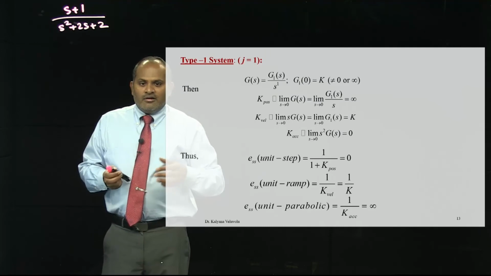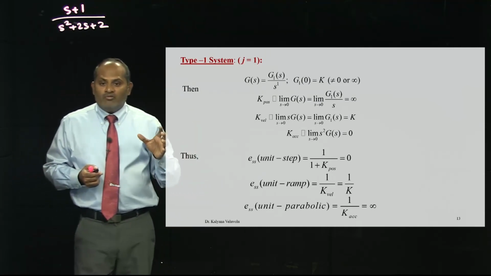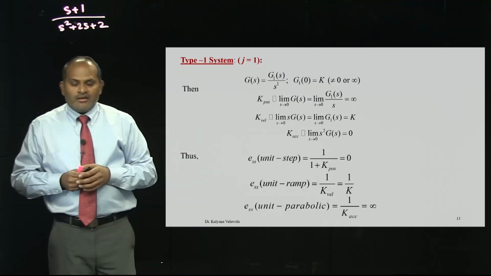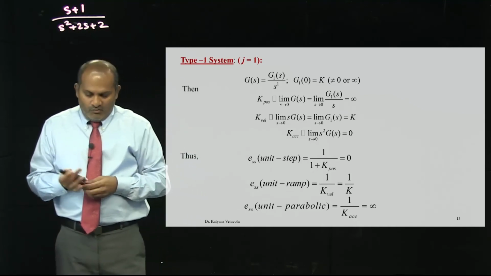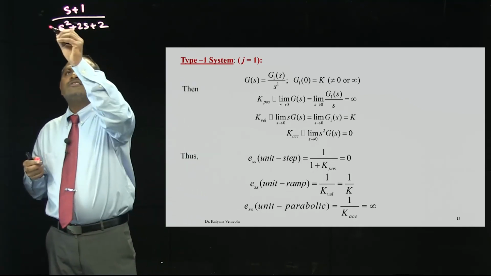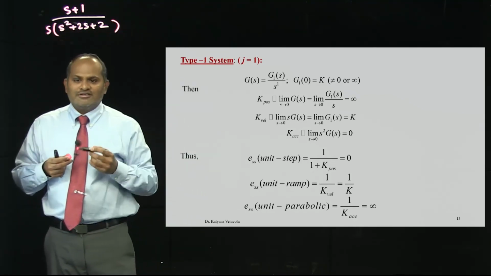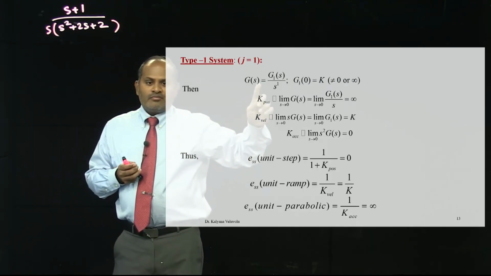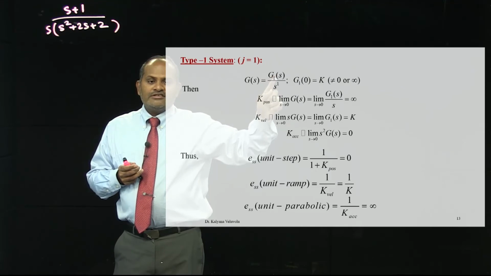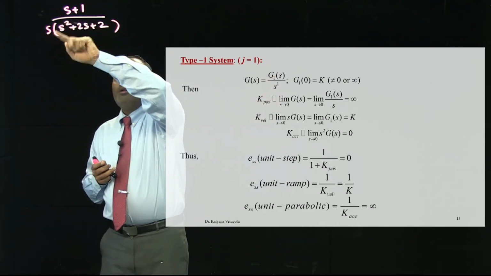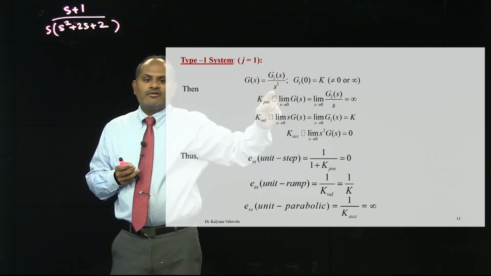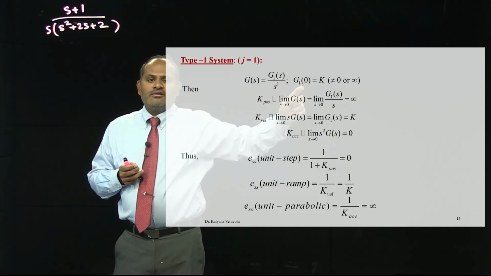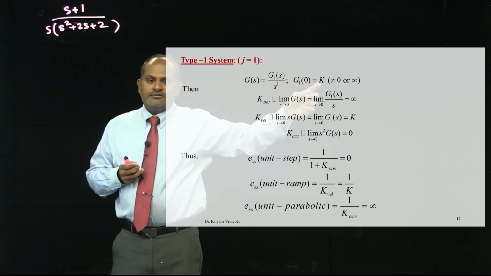Next, let us analyze for type 1 system. Type 1 system has one pole at the origin. Example, I have one pole at the origin. So, I can write G(s) as G1(s) by s. I separate this pole and this function, which I call G1(s). Now, G1(0) will be some constant value.